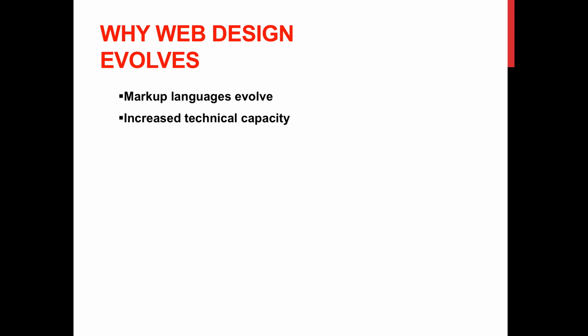Also, there's an increased technical capacity. Computers have gotten better. Browsers are now a lot faster. The internet is a lot faster for you personally. You're no longer having to use a dial-up modem or go to the library to get fast internet. You can just hop on your Wi-Fi at home, and it's really fast and really clean.